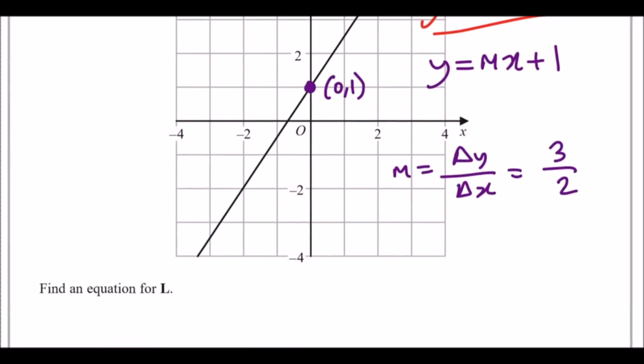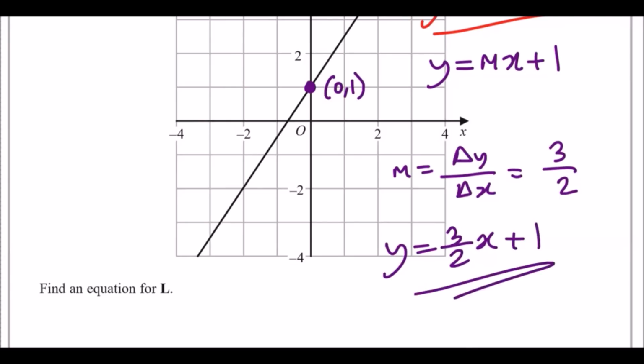And yeah, we've done it. So the gradient's 3 over 2. So y equals 3 over 2x plus 1. Wow. Yeah, that was easy.